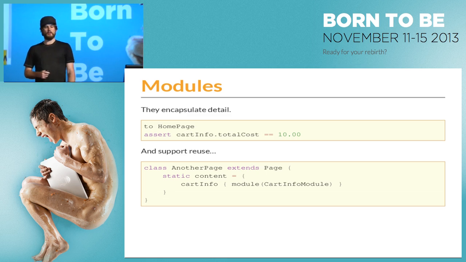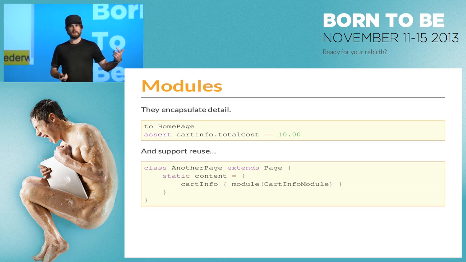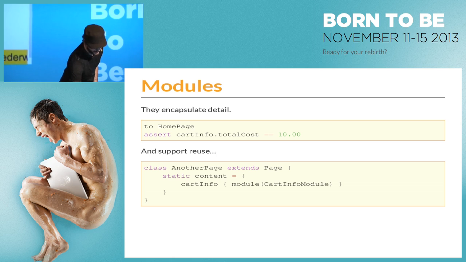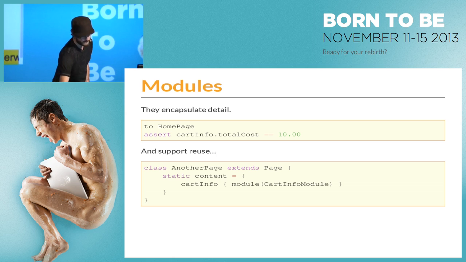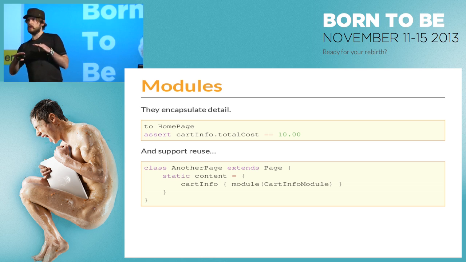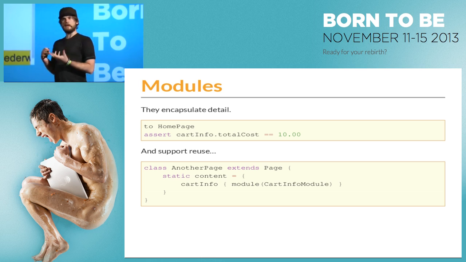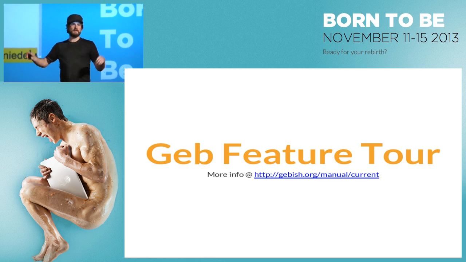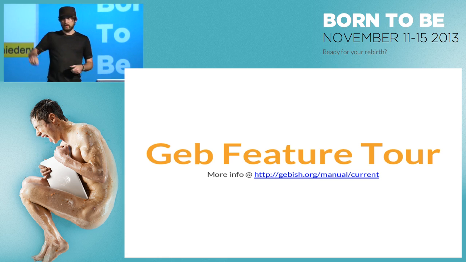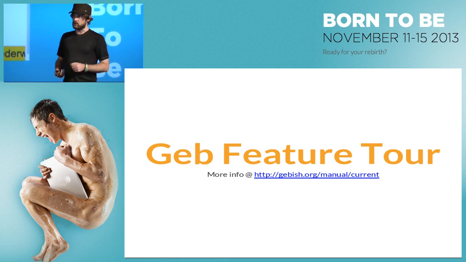So now if I go to the home page, I can do cartInfo.totalCost, which ends up being cart info total cost. And of course I can then reuse that cart info module across different pages as well. Geb supports page inheritance and module inheritance as well, but this is more of a mix-in kind of approach. So if you had, say, a constant footer across all your pages, it might make sense to have a base page that everything inherits from, then it will inherit that content definition. But if you have to sprinkle reusable content across different pages, modules are good for that as well.